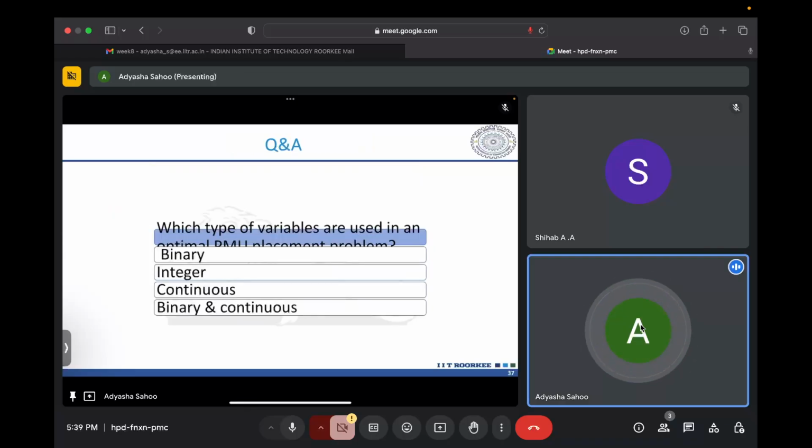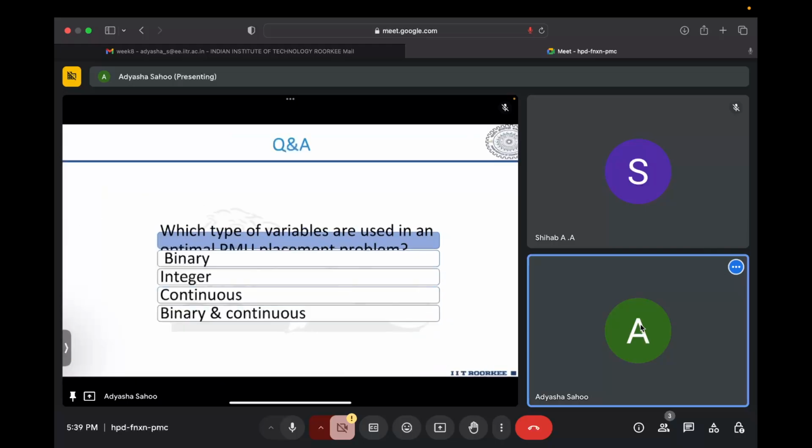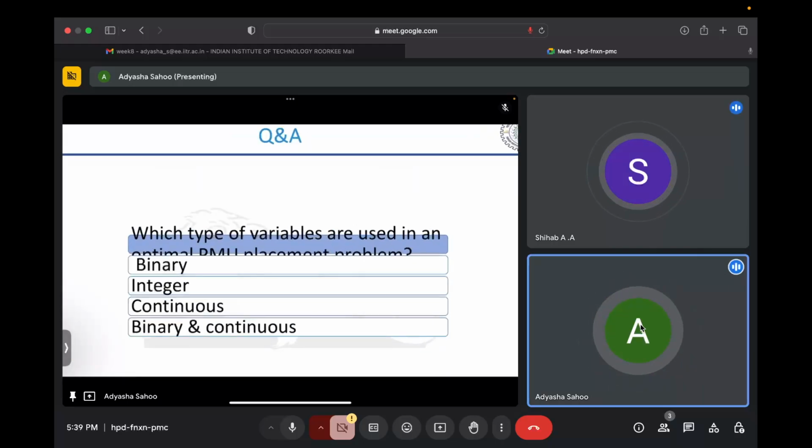Then we move on to the Q&A. Which type of variables are used in the optimal PMU placement problem? Binary, integer, continuous, or binary and continuous?